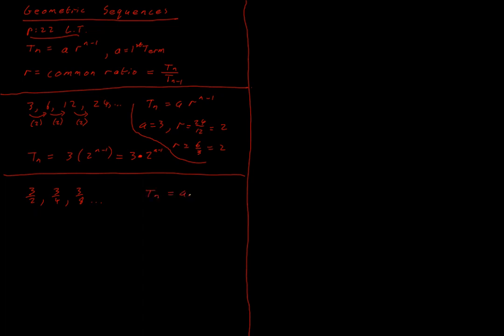So if I'm asked for Tn, I'm going to write down the Tn formula, and I'm looking for a. a is just equal to 3 over 2, and r is equal to any of my two consecutive numbers divided by each other. So my third term divided by my second term is what I've chosen this time. If I'm dividing by a fraction, I invert the fraction and multiply, or get the reciprocal of the fraction and multiply.